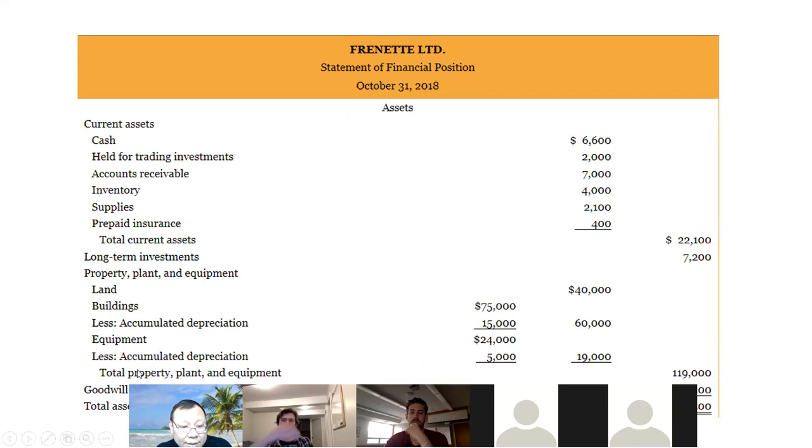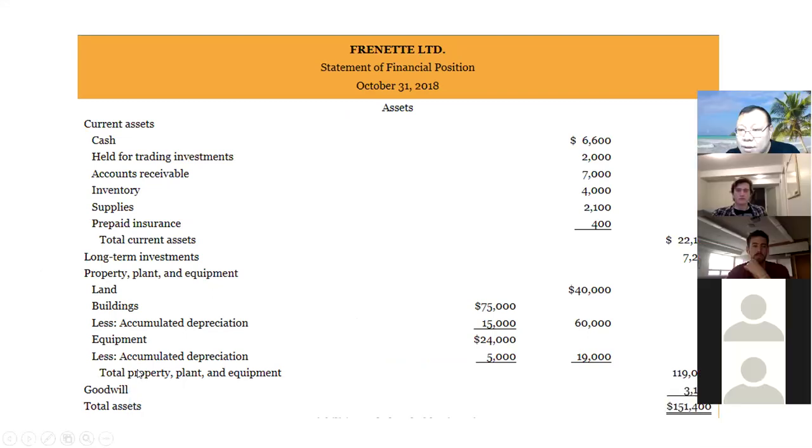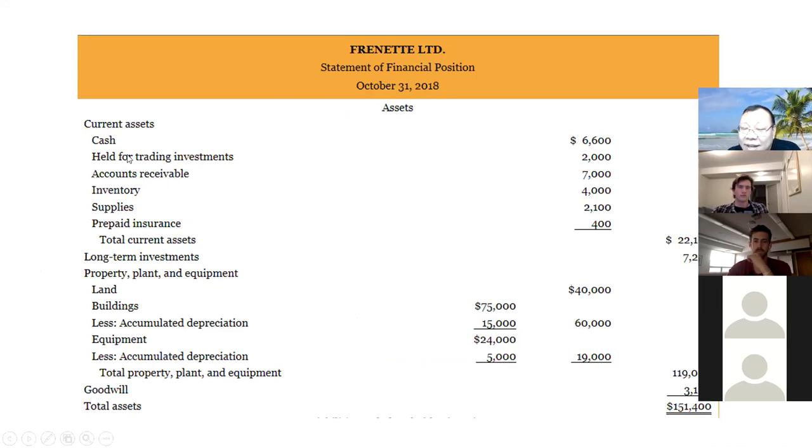Okay, so let's take a look at this. This is the asset portion of the financial position. You can see the total asset is 151,400. And you can see the two groups: the total current asset is 22,100, and the long-term asset: long-term investment, 7,200, and the PPE, property, plant, and equipment, 119,000. And the goodwill is 3,100.